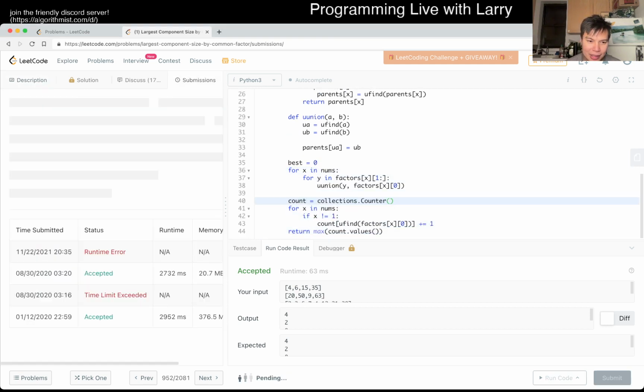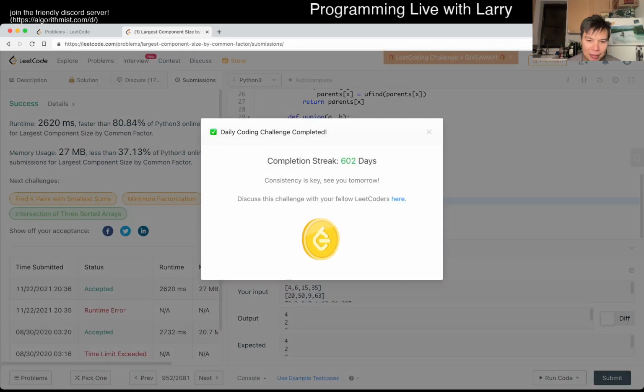Okay, let's give it a submit again, and hopefully we don't time limit exceed. That's the only thing I worry about, though I should have worried about the memory limit exceeded anyway.